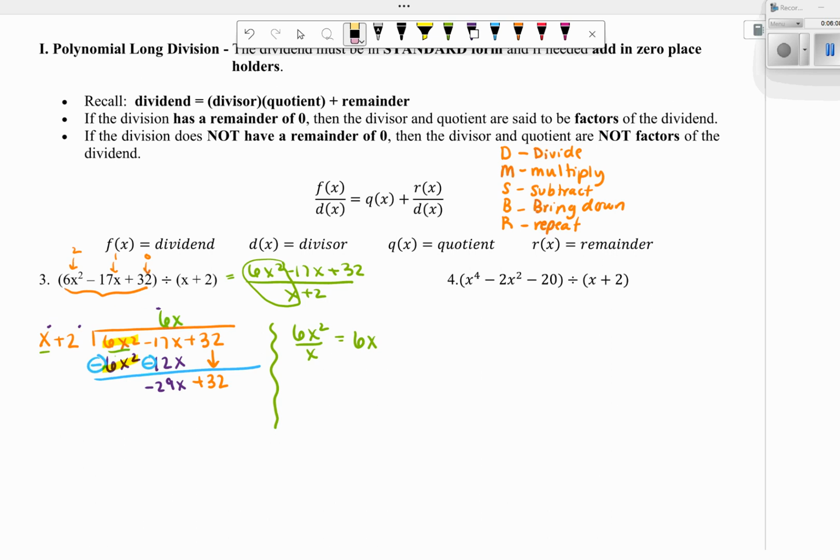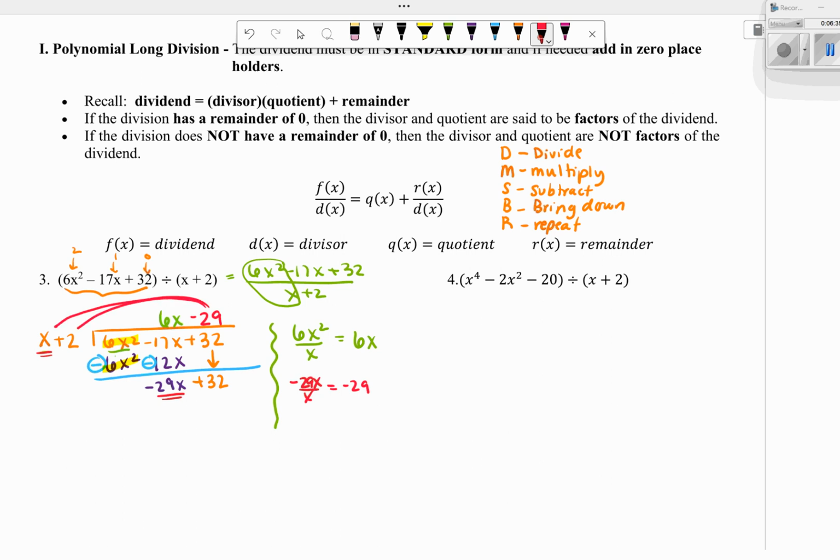So again, the first steps are to first divide. So we're going to divide those first terms. So now my first term is the negative 29x. So negative 29x divided by x gives me negative 29. That's a constant term, so I'm going to put that above my constant terms. M stands for multiply, so negative 29 times both these terms here, and then we're going to line them up.